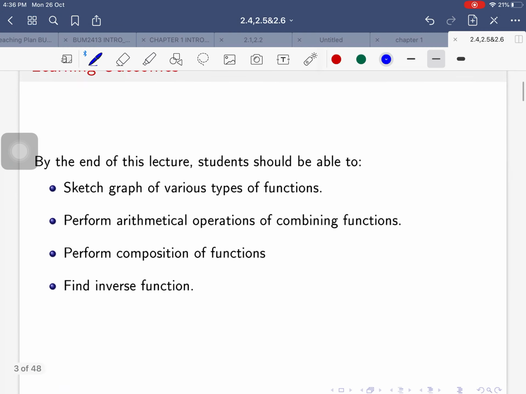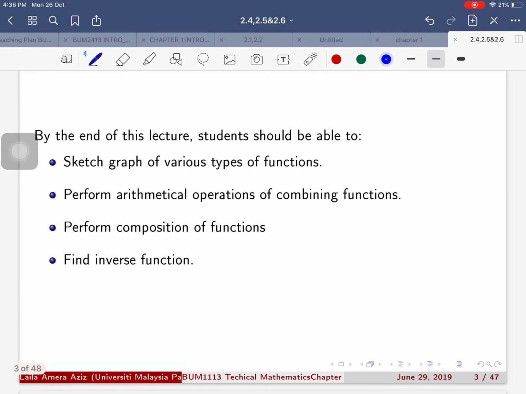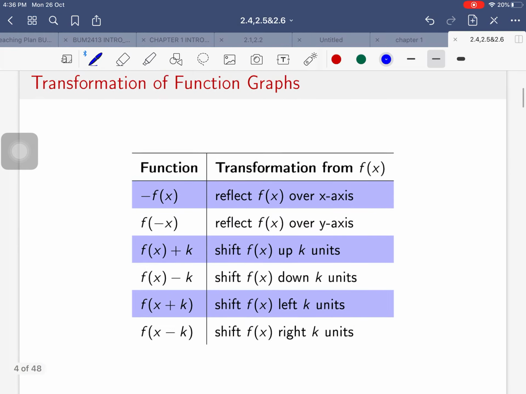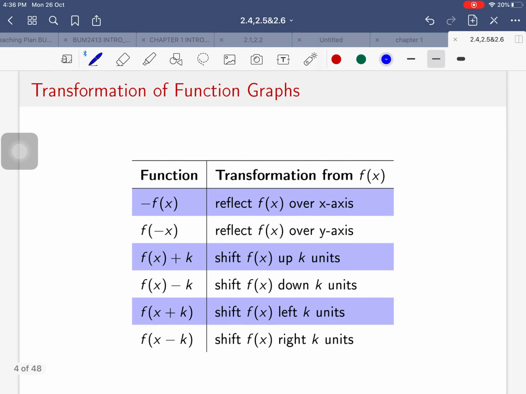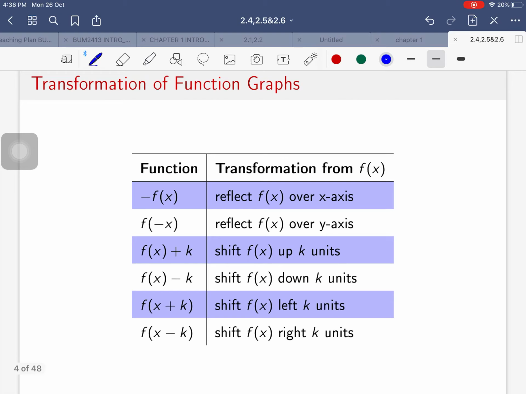Okay, next we're going to have a look at topic 2.4, which is called techniques of graphing. For topic 2.4, we're going to sketch a graph of various types of functions. We have done sketching before, but now we're going to transform the graph of functions.